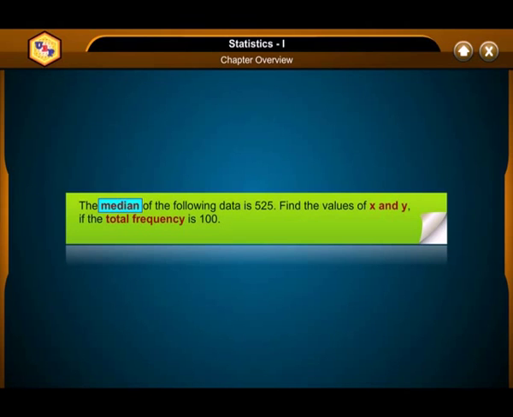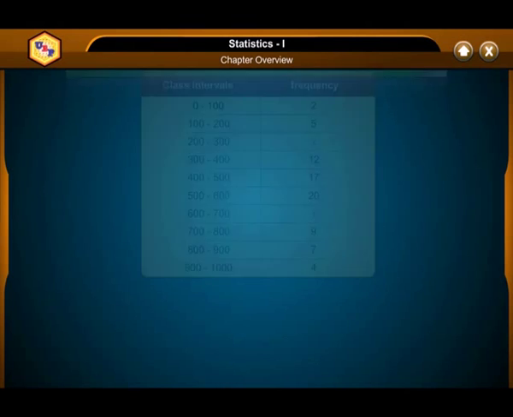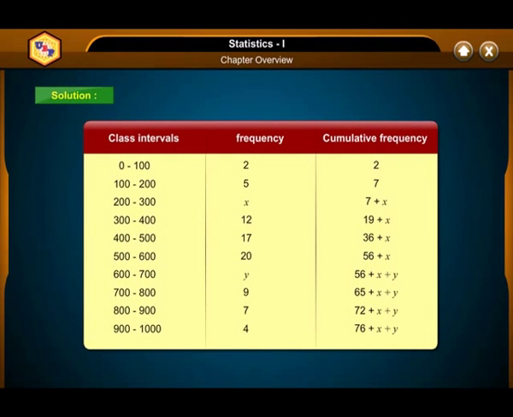The median of the following data is 525. Find the values of x and y if the total frequency is 100. Class interval, frequency: 0 to 100, 2; 100 to 200, 5; 200 to 300, x; 300 to 400, 12; 400 to 500, 17; 500 to 600, 20; 600 to 700, y; 700 to 800, 9; 800 to 900, 7; 900 to 1000, 4. Solution: class intervals, frequency, cumulative frequency.